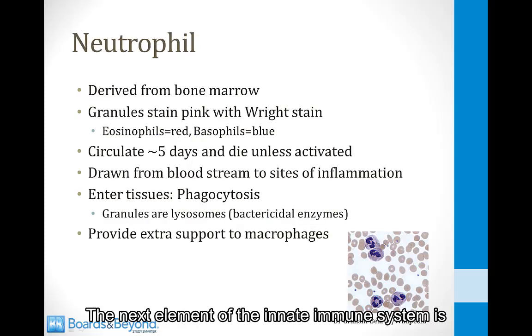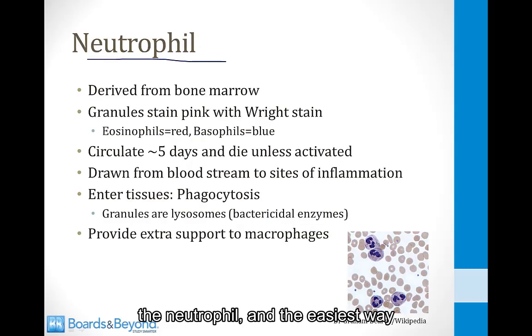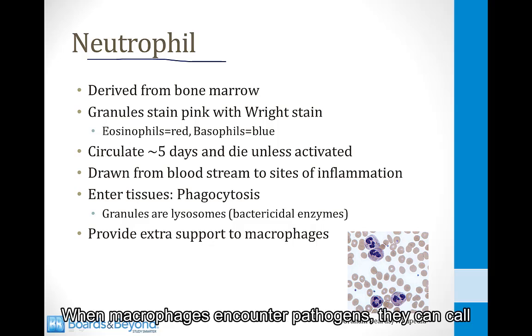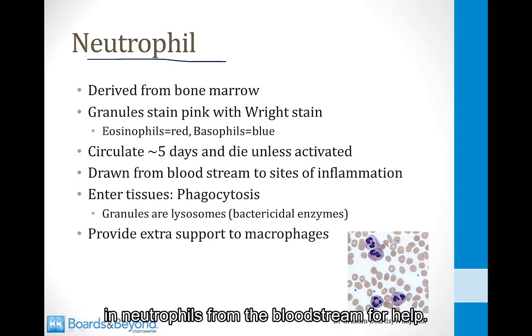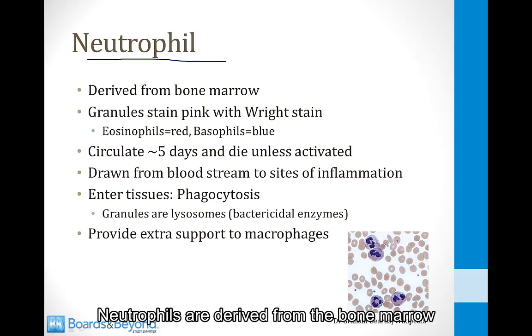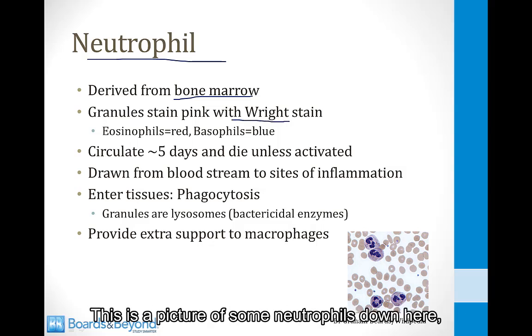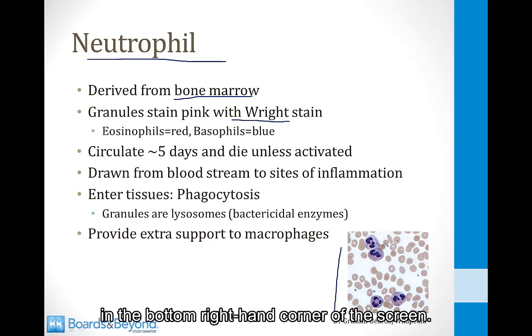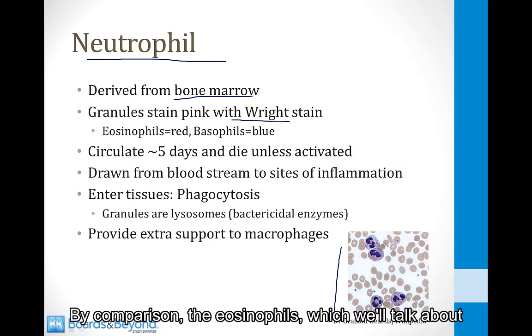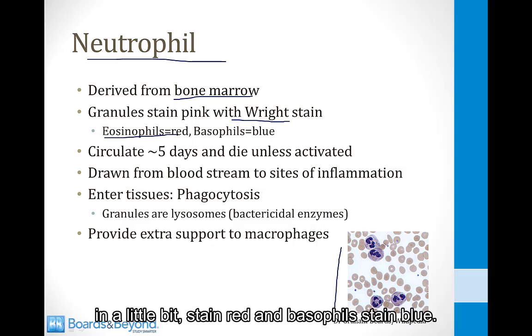The next element of the innate immune system is the neutrophil, and the easiest way to think about neutrophils is that they are the backup cells to macrophages. When macrophages encounter pathogens, they can call in neutrophils from the bloodstream for help. Neutrophils are derived from the bone marrow, and they stain pink if you stain them with Wright stain. This is a picture of some neutrophils down here in the bottom right-hand corner of the screen. By comparison, eosinophils, which we'll talk about in a little bit, stain red, and basophils stain blue.